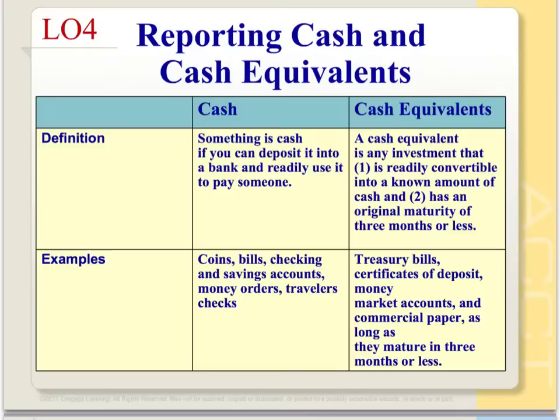A cash equivalent is any investment that is readily convertible into a known amount of cash and has an original maturity of 3 months or less. In some cases, though, a company will restrict some of its cash for specific purposes. So examples of cash are coins, bills, checking, savings, money orders, traveler's checks. Cash equivalents are treasury bills, certificates of deposit, money markets, commercial paper, as long as they mature in 3 months or less. Common stock is never a cash equivalent.